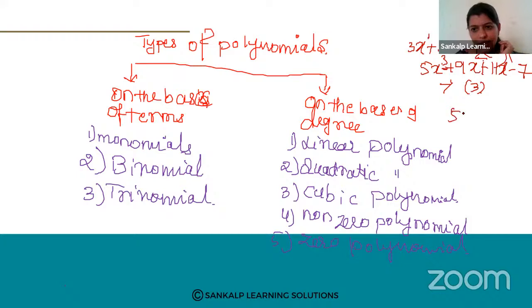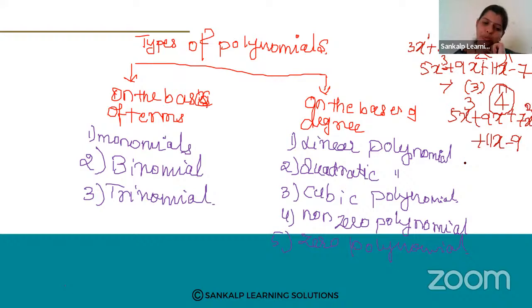If I write 5x cube plus 9x raised to 4 plus 7x square plus 11x minus 9, then tell me the degree of this polynomial. What is the degree of this polynomial? So what I told, the highest degree of the polynomial. What is the highest degree here? 4 is there, right? So 4 is the degree of this polynomial.